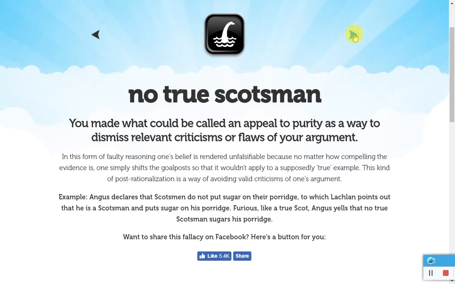Example: Angus declares that Scotsmen do not put sugar on their porridge, to which Lachlan points out that he is a Scotsman and puts sugar on his porridge. Furious, like a true Scot, Angus yells that no true Scotsman sugars his porridge.